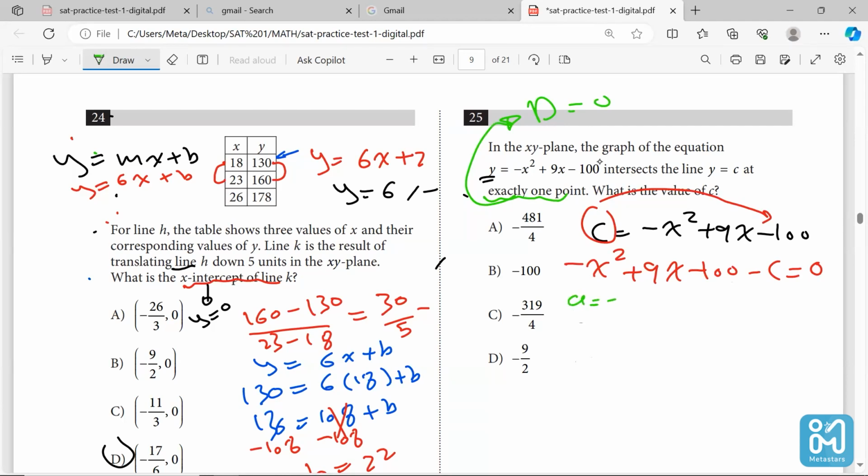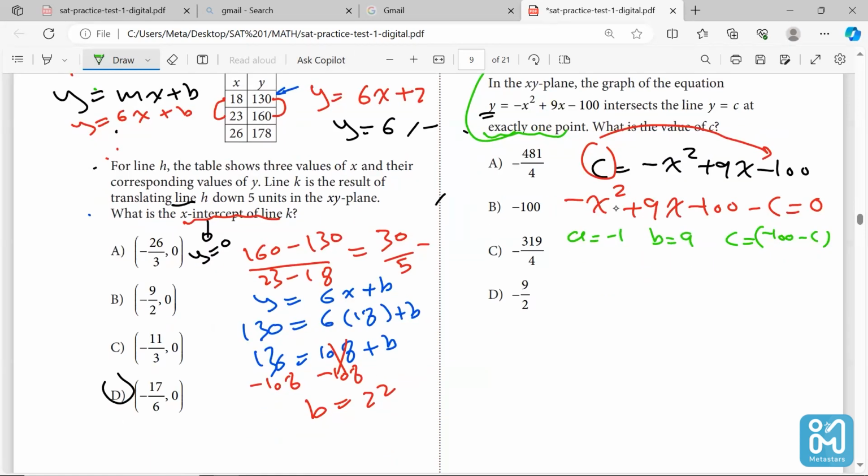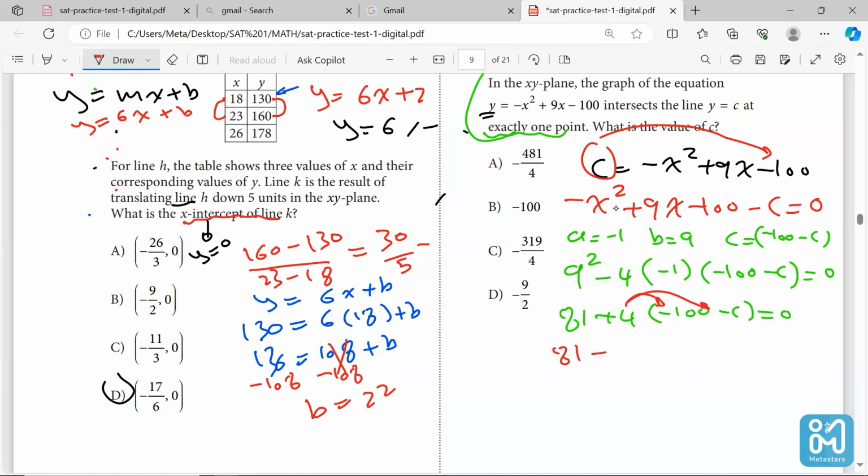Now, the value of a is equal to -1. The value of b is 9. And the value of c is equal to -100 minus c. Good. Now, let's plug into the discriminant here. B squared is going to be 9 squared minus 4 times a, -1, times c, -100 minus c, equal to 0. Why equal to 0? Because exactly 1 point. Now, it's going to be 81 positive 4 times -100 minus c equal to 0. Now you can use the shift solve for this one, or you can solve it by expanding step by step. So I have 81 minus 400 minus 4c equal to 0. Now 81 minus 400 is going to be minus 319 minus 4c equal to 0.